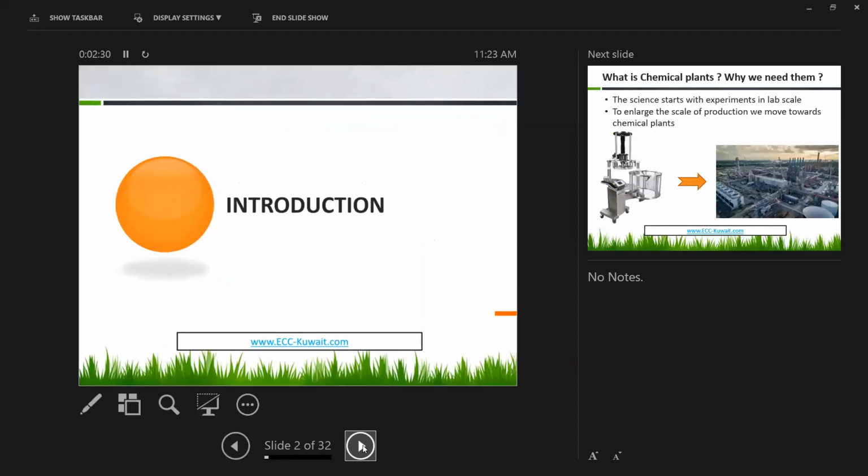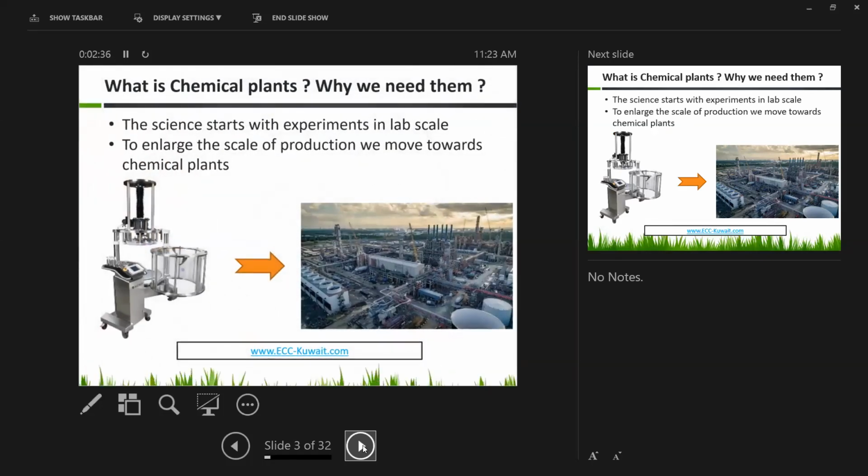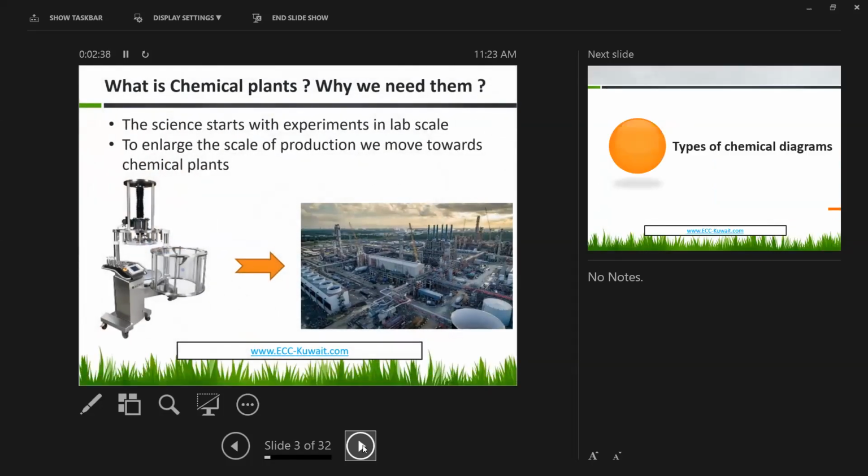The next is the last lecture. We studied what is a chemical plant and why we need them. And as you remember, we told that the science starts with experiment in lab scale. يعني احنا بنبدا عمليه التصنيع دائما في اللاب سكيل، وبعد ما نخلص اللاب سكيل ببدا عمليه تكبير to enlarge the scale of production. We move towards chemical plants.